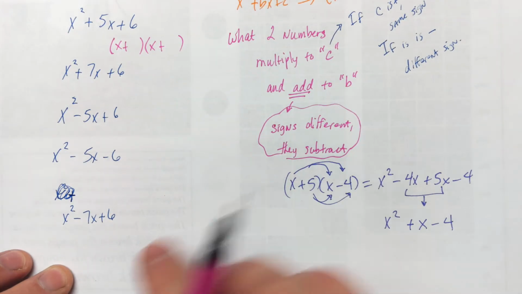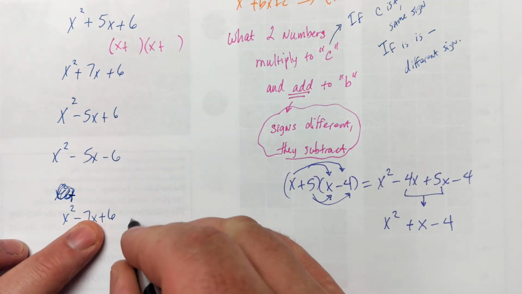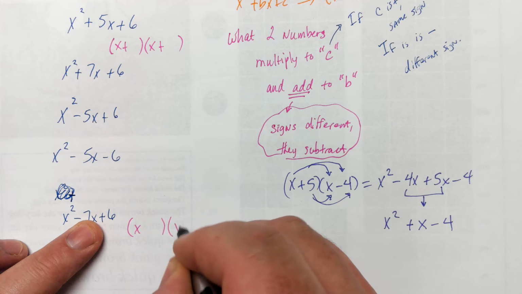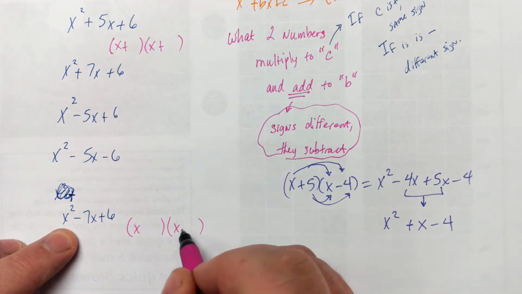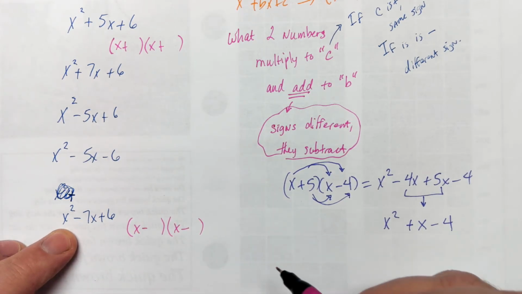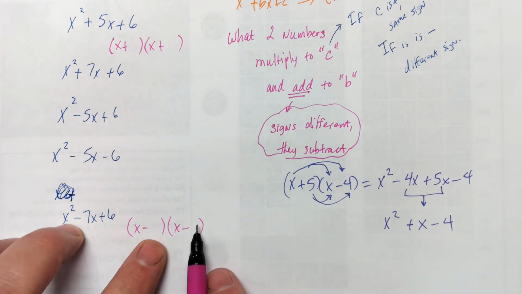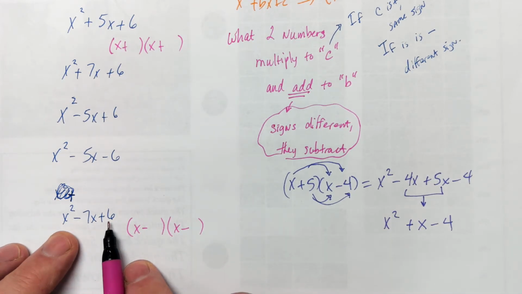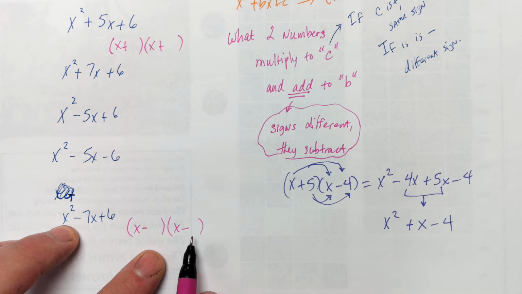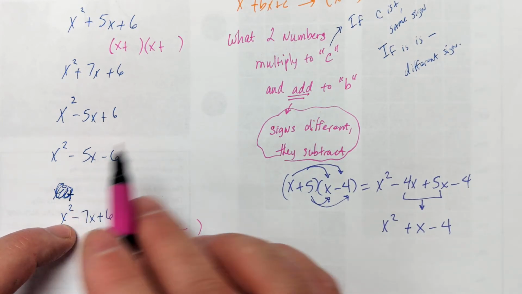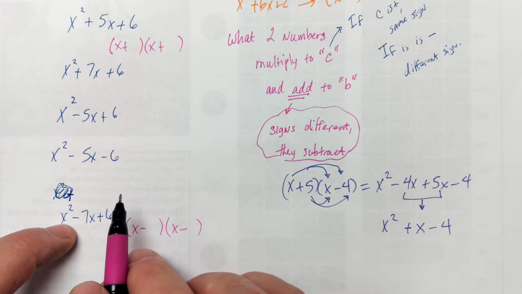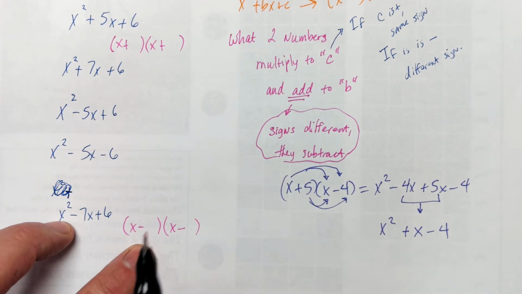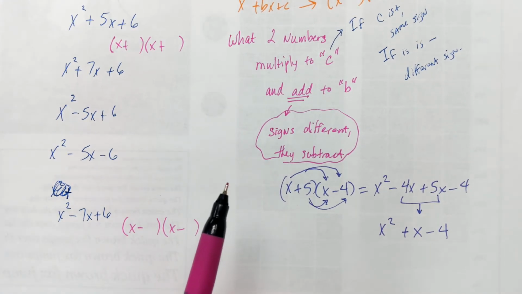Whereas if I look at this one down here, you see how that's a positive, but that's a negative? That means that they're both negative, because these two numbers multiply together to make positive 6 and add to make a negative 7. And for this other one, if the last number is negative, they're different signs is all I know. One's plus, one's minus.